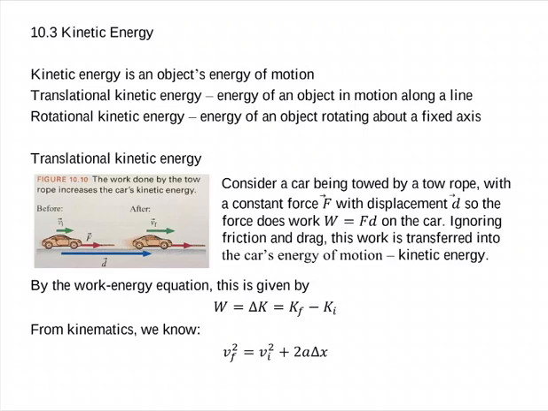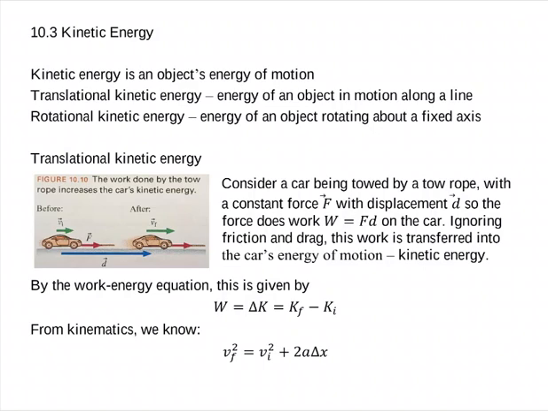Section 3 is kinetic energy. And really, the next several sections, we're just going to go through all of the different varieties of energy. So we're starting off with kinetic. Kinetic energy is the energy of motion. So we have translational kinetic energy and rotational kinetic energy.